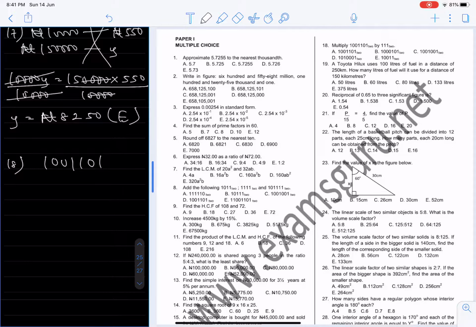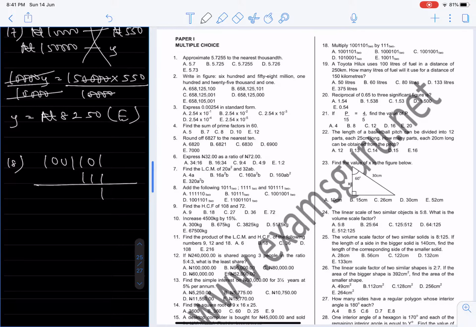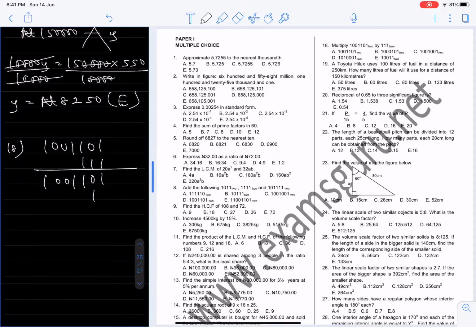Multiply 1001101 base 2 by 111. You've got to be careful not to copy the wrong thing. To be careful, you just check what you have written to be sure it's the correct one. 1 times 1 is 1, 1 times 0 is 0, 1 times 1 is 1, 1 times 1 is 1, 1 times 0 is 0, 1 times 0 is 0, 1 times 1 is 1.